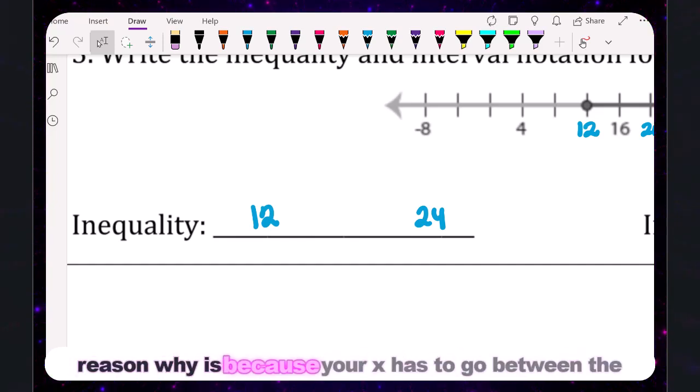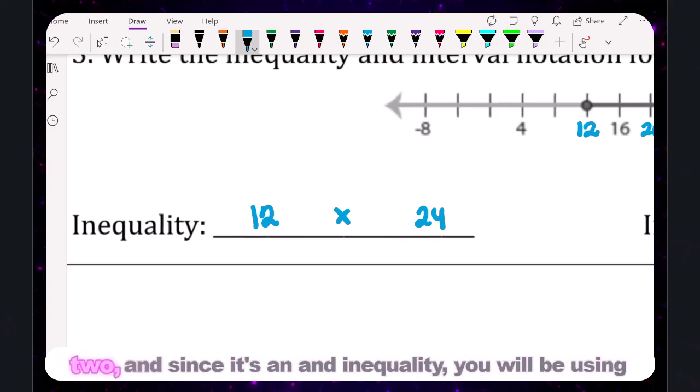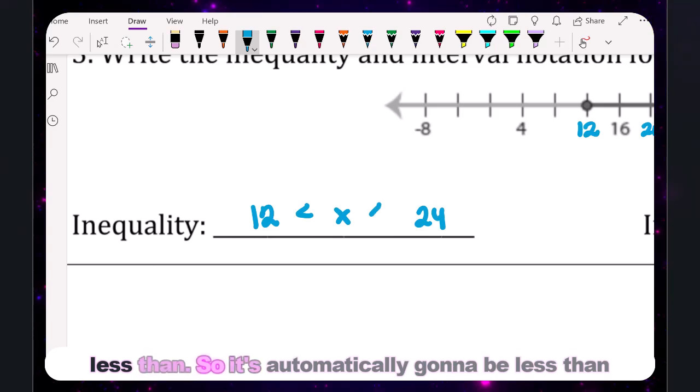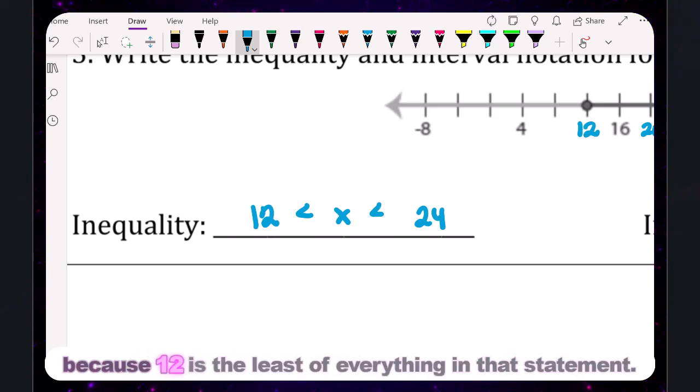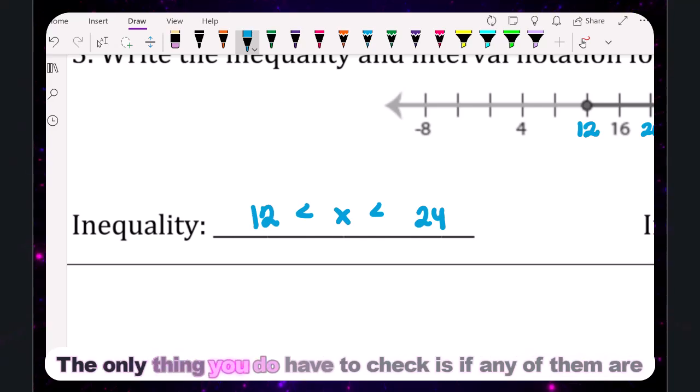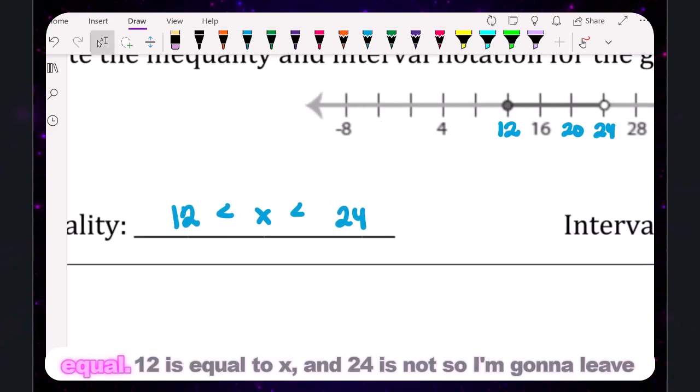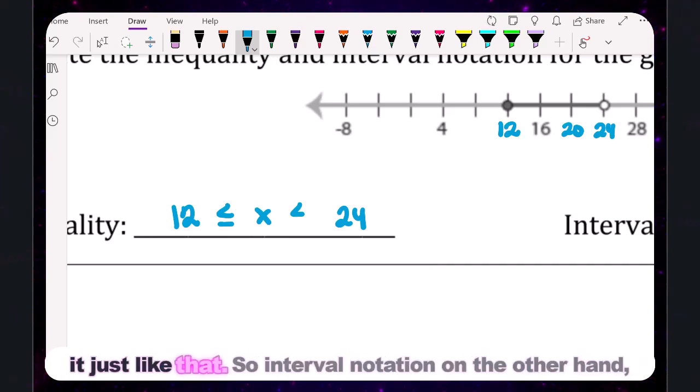The reason why is because your x has to go between the two, and since it's an "and" inequality, you will be using less than. So it's automatically going to be less than because 12 is the least of everything in that statement. The only thing you do have to check is if any of them are equal. 12 is equal to x and 24 is not, so I'm going to leave it just like that.